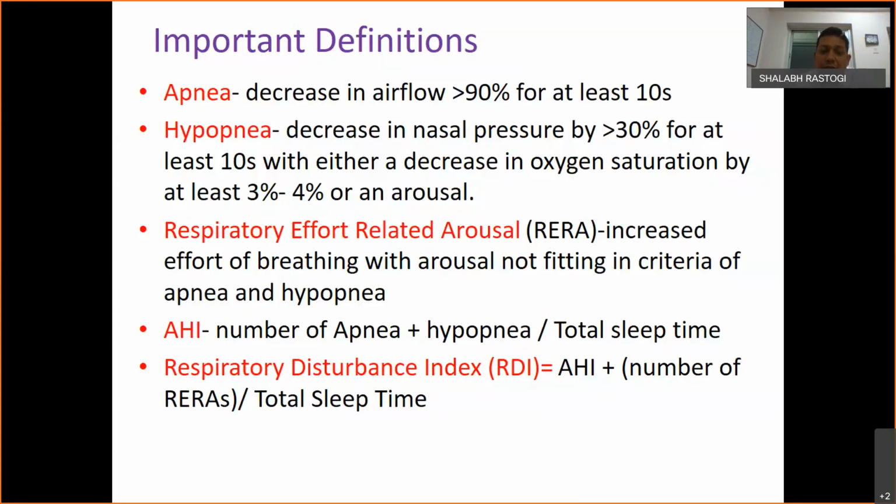Then another term is AHI. It's the number of apneas and hypopneas divided by total sleep time. So the main parameters which we monitor in polysomnography are AHI and RDI. RDI stands for Respiratory Disturbance Index, when we count RERAs also along with the AHI. So RDI is more sensitive than AHI.